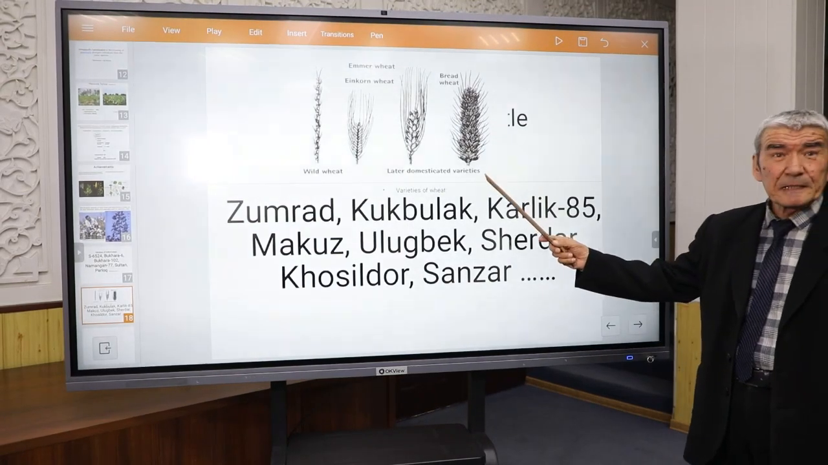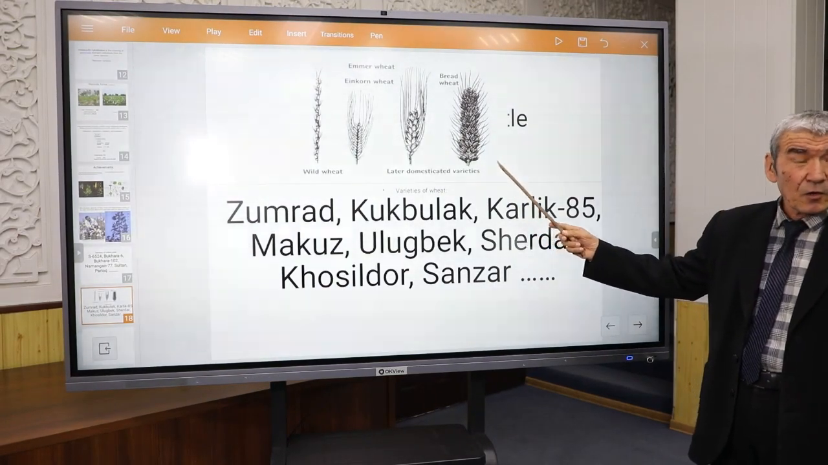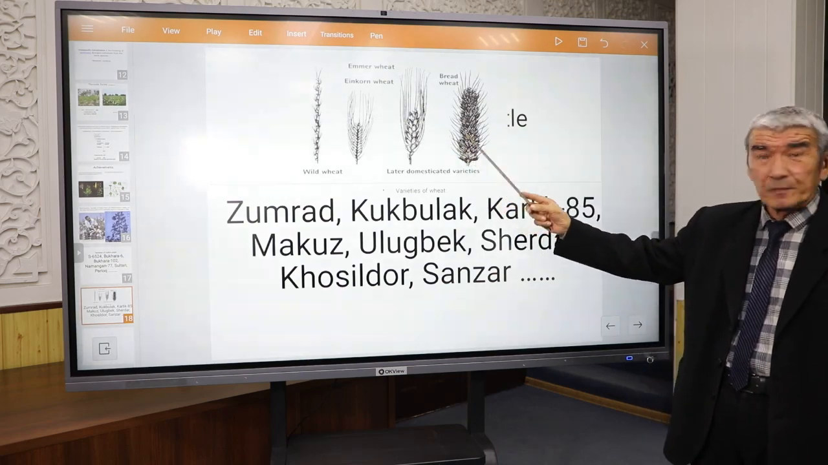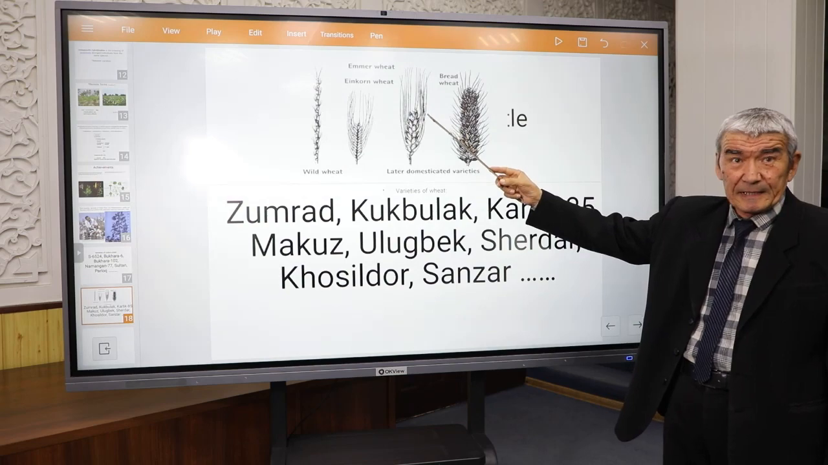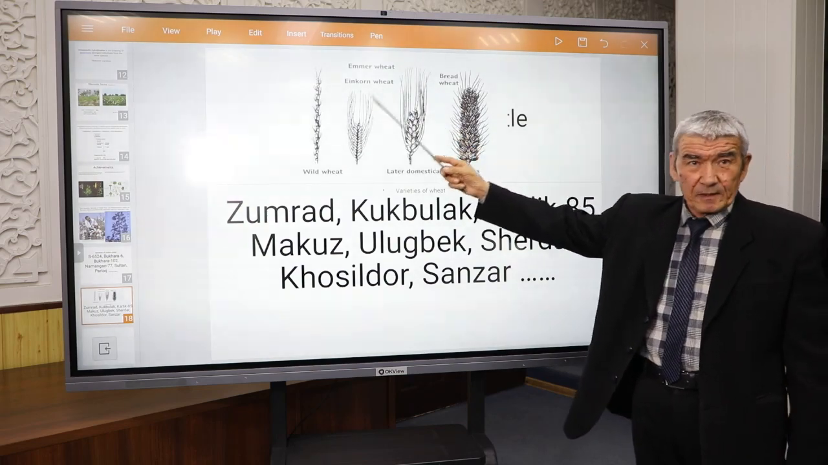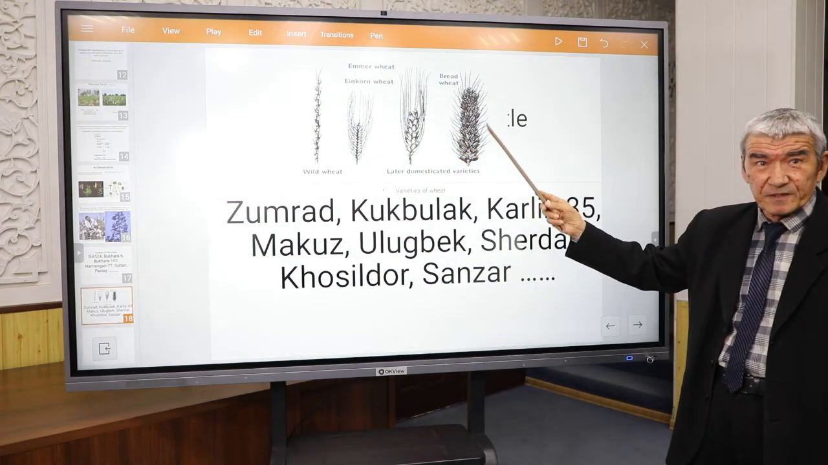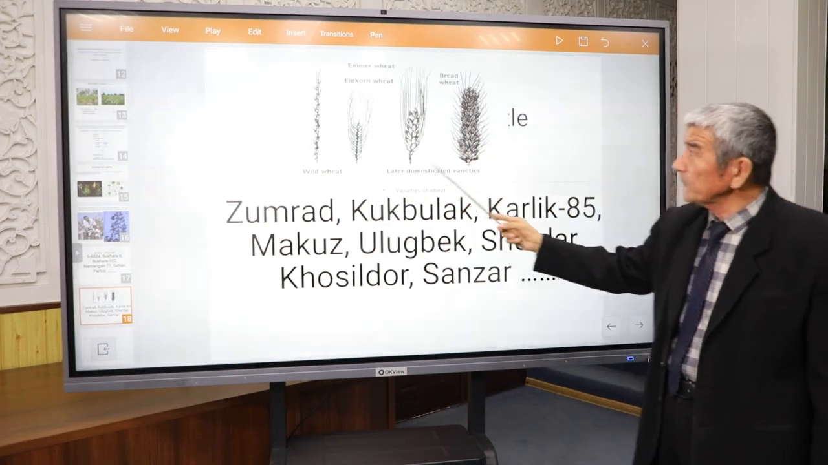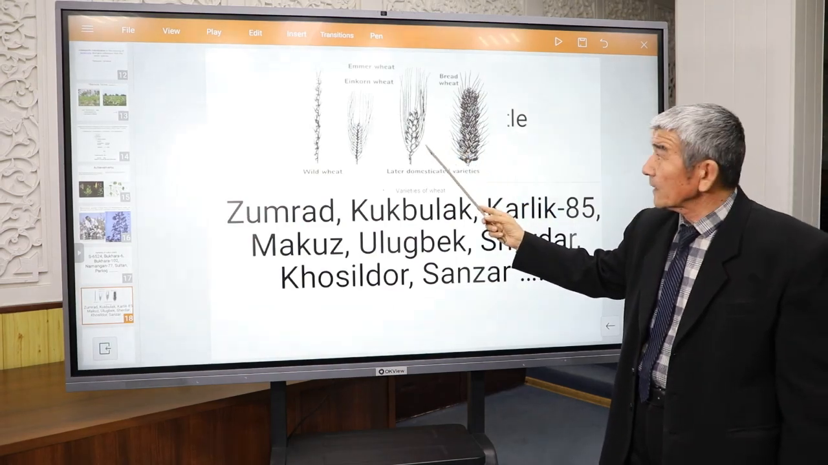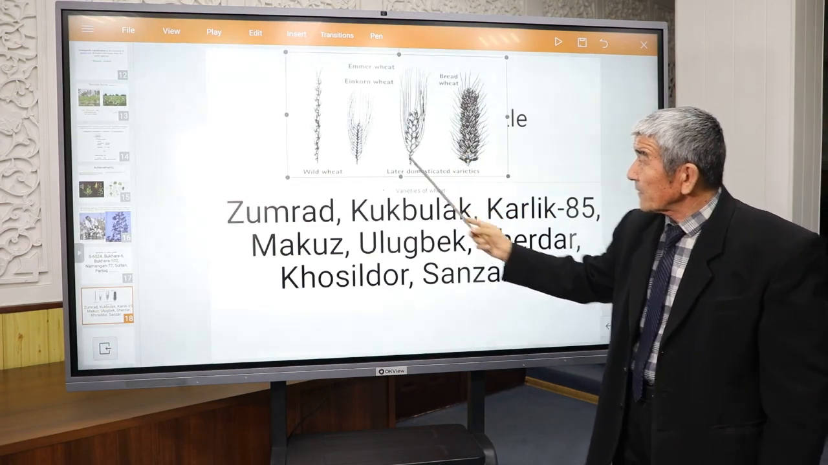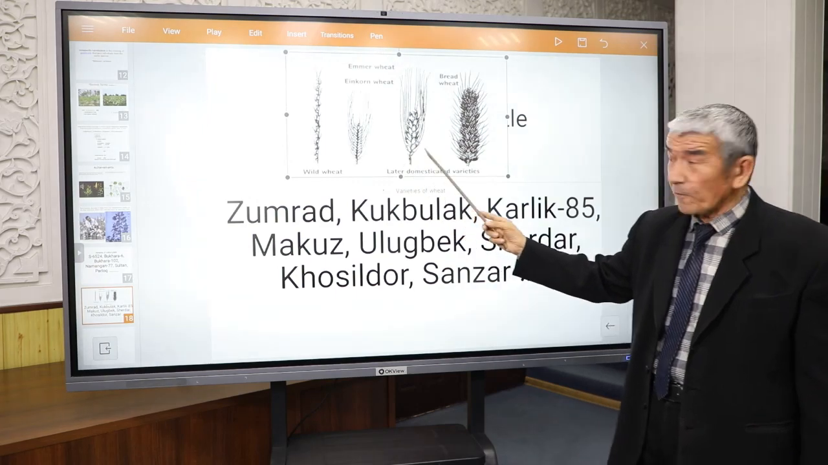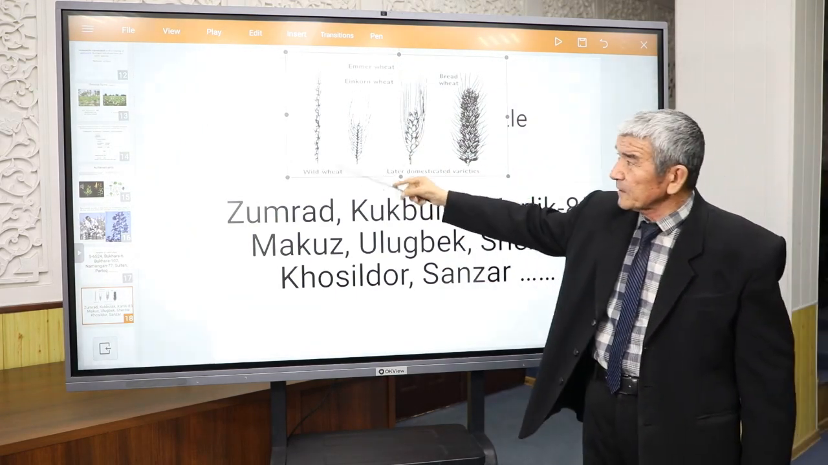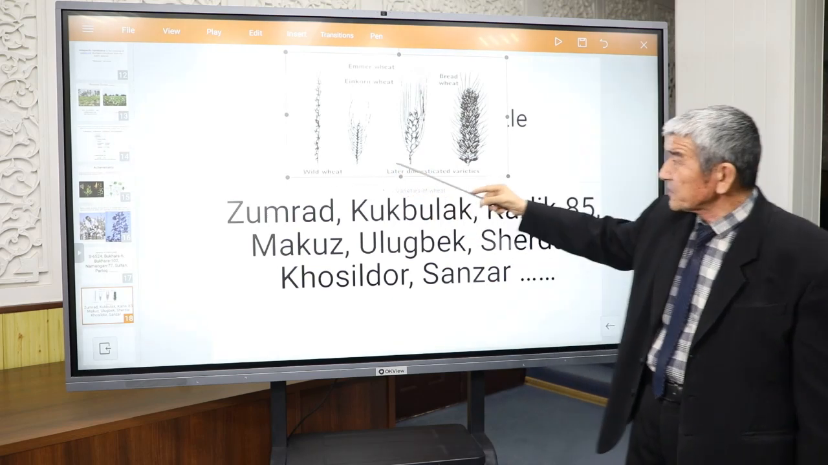You can see here the best example of using the methods of plant breeding. They are selection and hybridization. Here is shown an example of hybridization of two kinds of wheat. One of them is a cultivated variety. The second is wild wheat.